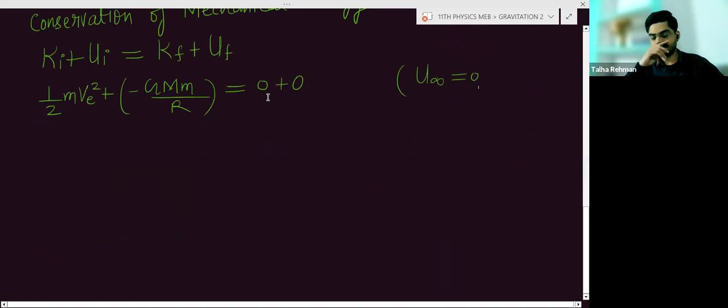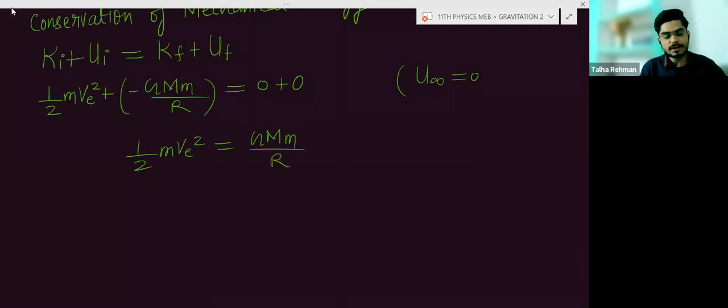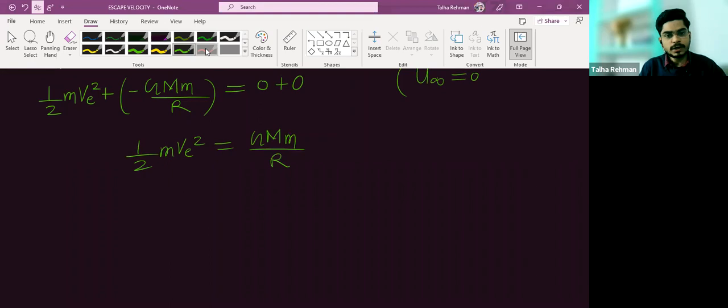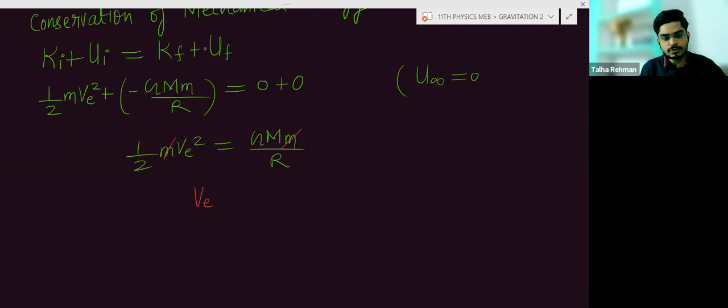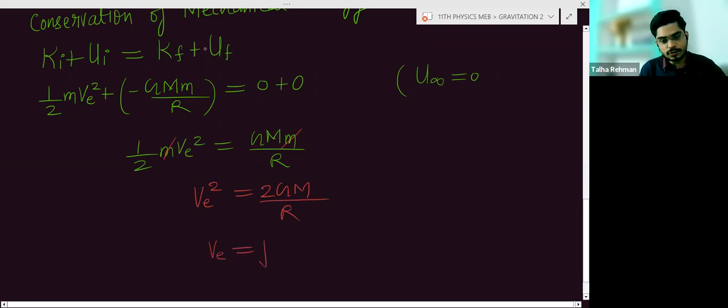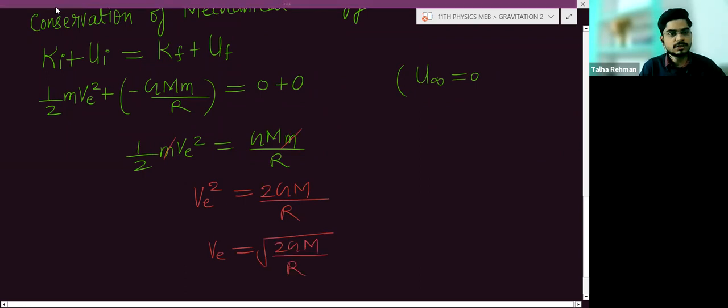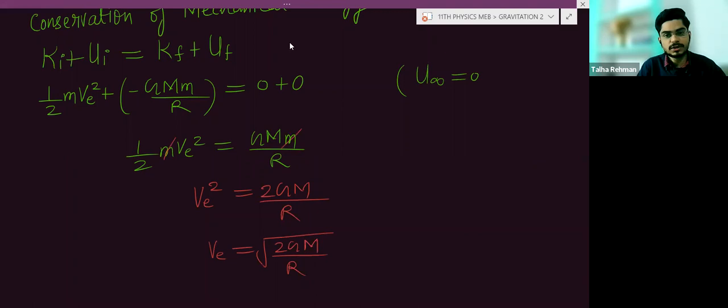So from here you can write half m v_e square is equal to G M m divided by R. Now this m will be cancelled out with this m. So you will have v_e square equal to 2GM divided by R. So escape velocity you will get as under root of 2GM divided by R. So this is the formula to calculate the escape velocity.